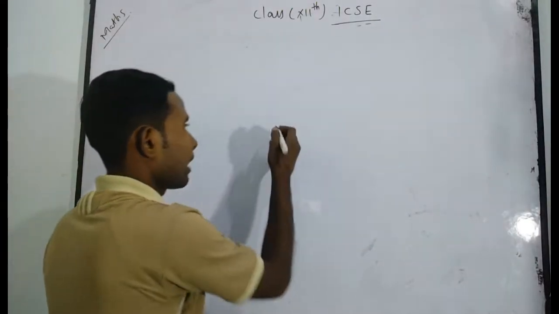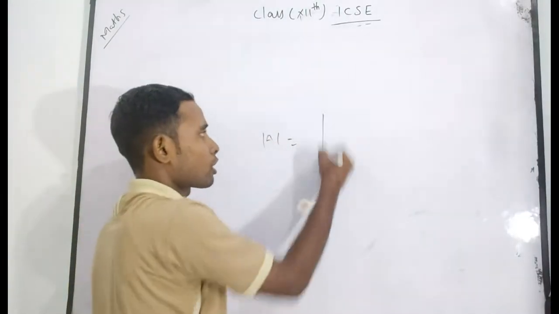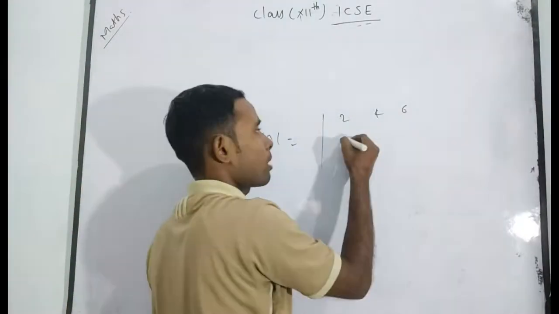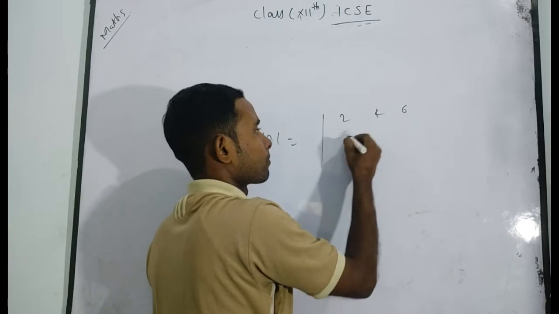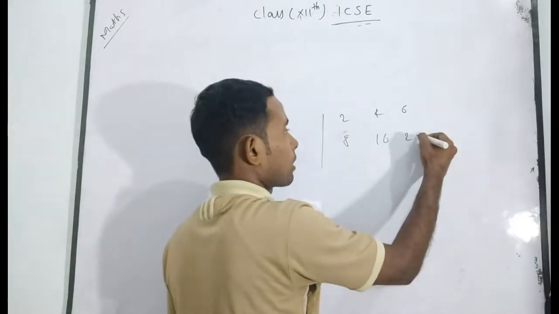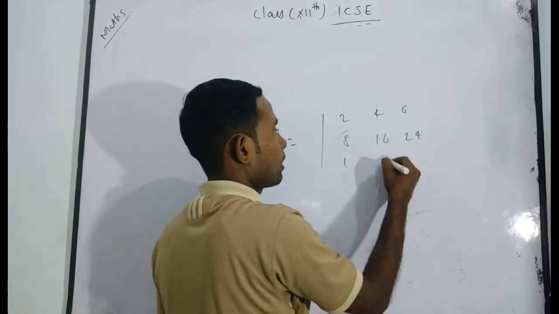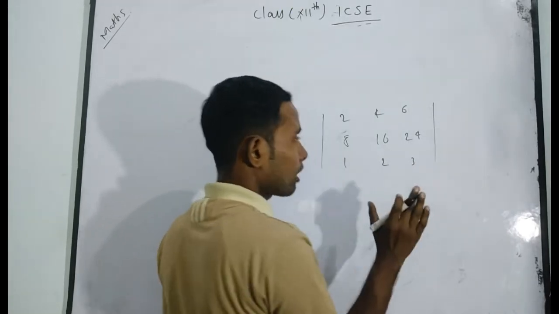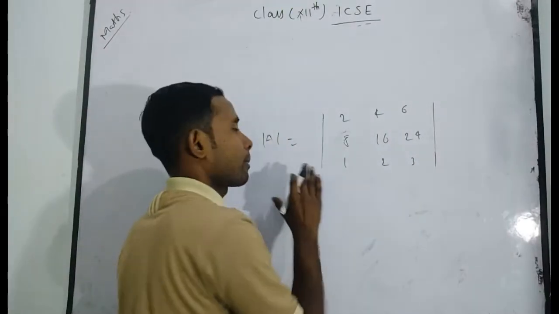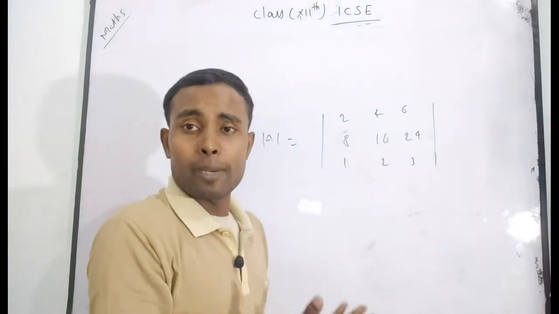See here, I have told you, suppose the determinant of A is equal to 2, 4, 6, 8, 20, 16, 24, 1, 2, 3. Now, suppose that you have to find the determinant of A. What is the value of determinant of A?